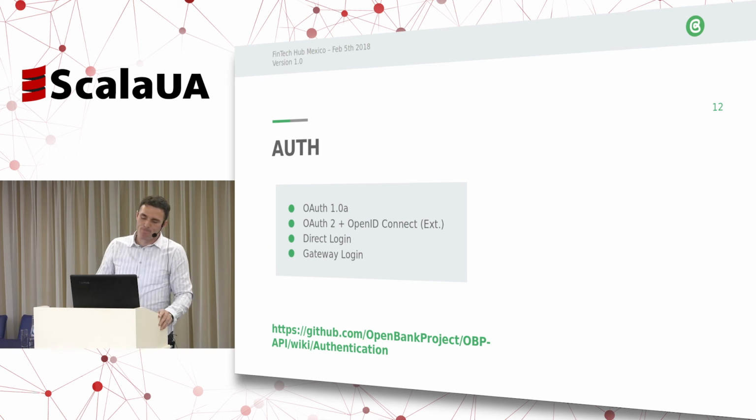Direct login is some kind of login which is used mostly at hackathons and for third-party developers for easy access to our endpoints. So if you don't want your development work to be some boilerplate code related to OAuth, then you will use direct login. But of course, when you go to production, you will use OAuth and OAuth 2 as well.